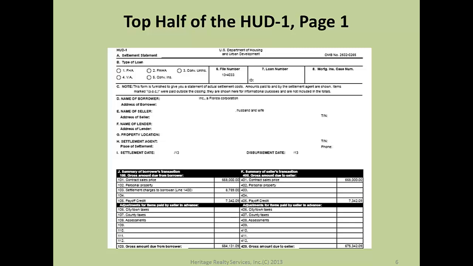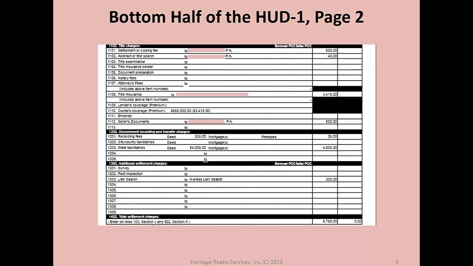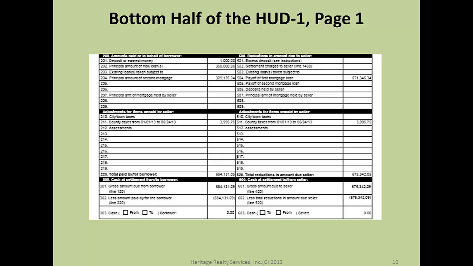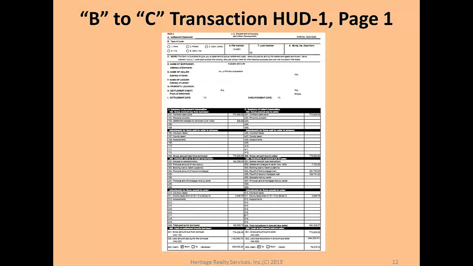Now, to actually be able to see the numbers on the HUD statement, I've cut the HUD statement effectively in half. All right, so now we get into the actual hard cost involved in the closing. So now what we're going to look at is the bottom half of the HUD-1 statement. This is page 1, bottom half that we didn't look at before. We're now going to look at the B to C transaction.